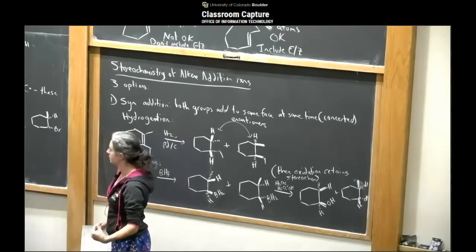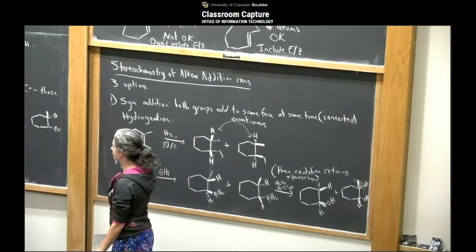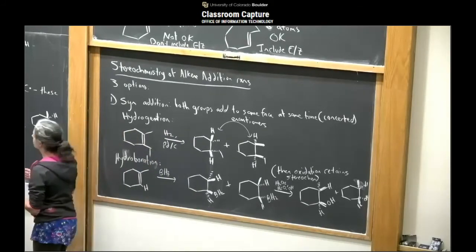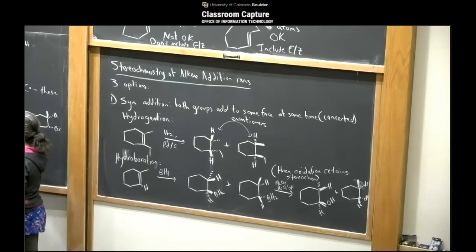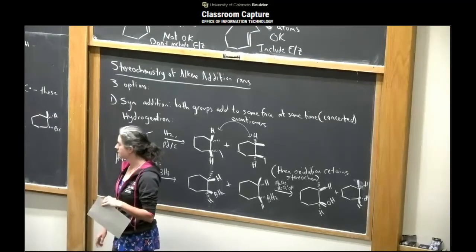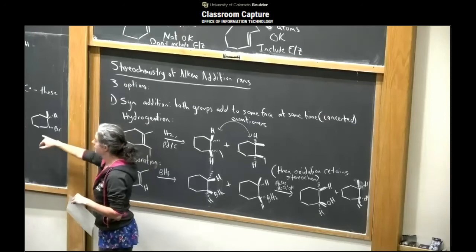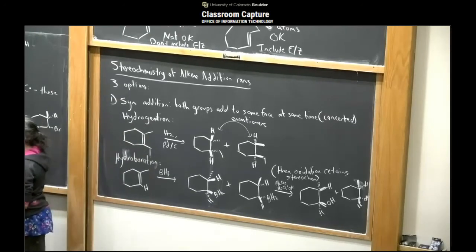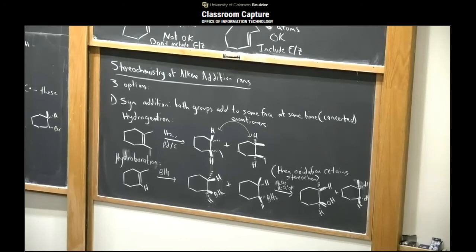Okay, so there's pretty much no control over what direction stuff's pointing, just because as soon as you have a radical involved, the group that adds to the radical could stick on either face equally well. So this is one example of random stereochem. Anything that goes through a carbocation, like acid-catalyzed hydration or just HX addition, is also going to do the same thing.